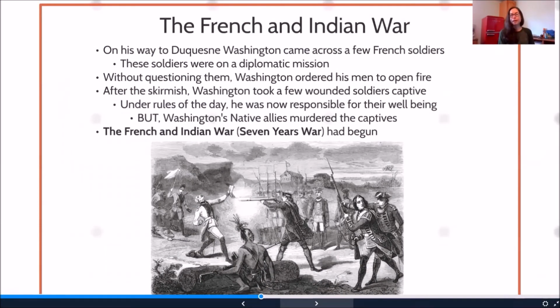On his way to Fort Duquesne, Washington came across a few French soldiers who were on a diplomatic mission. Without questioning them, he ordered his men to open fire. After the skirmish, Washington took a few wounded soldiers captive. See, under the rules of the day, he was now responsible for taking care of them. But Washington's native allies murdered the captives. They were not bound by the same rules that Washington was. It was then that the French and Indian War, sometimes known as the 7 Years' War, began.